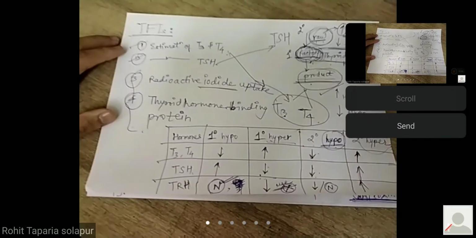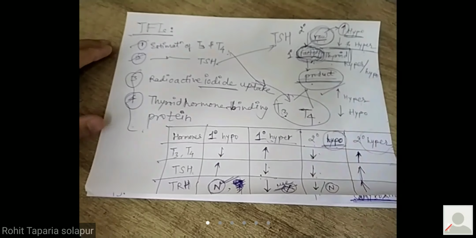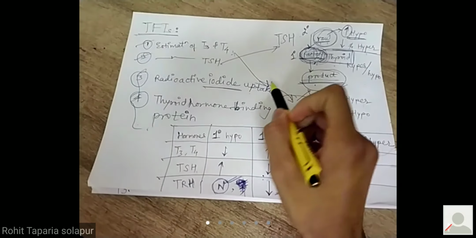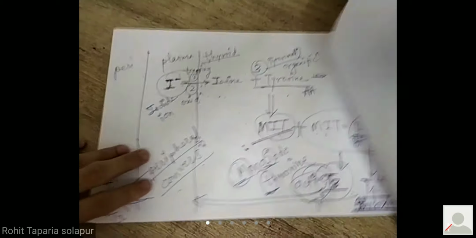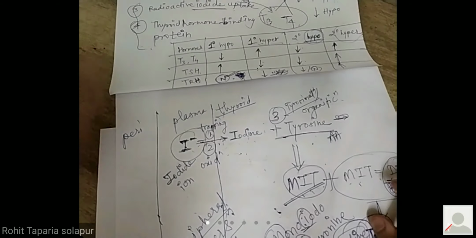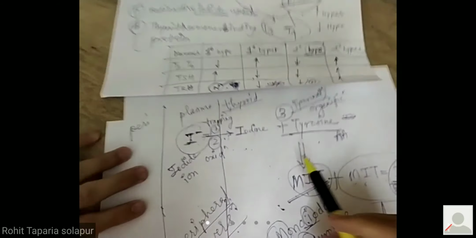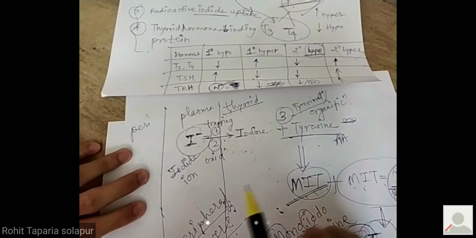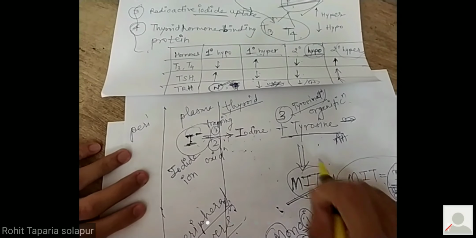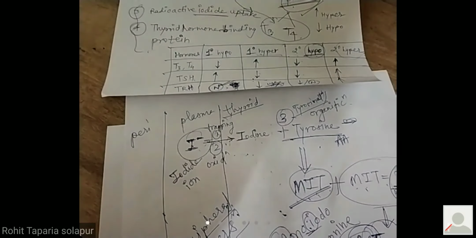Now come back to this discussion of radioactive iodide uptake. Now see what we discussed. Yeah, see, we had discussed this. Radioiodide uptake means you put a certain amount into the body. Should I tell you how much it is? I will tell you how much it is.